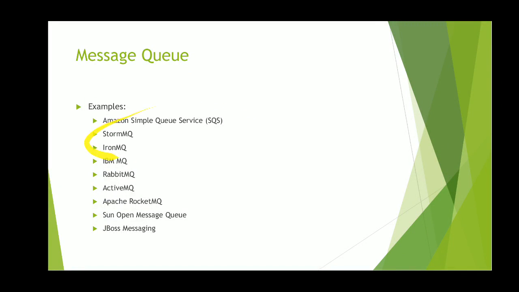Here the first three examples are cloud-based message queues. Amazon Simple Queue Service, Storm Queue and IBM Queue are the cloud-based message queue applications. And the later applications are open source free message queue applications like RabbitMQ, ActiveMQ, Apache RocketMQ, Sun Open Message Queue, and JBoss Messaging, etc. And many of these message queue applications are made using Java.